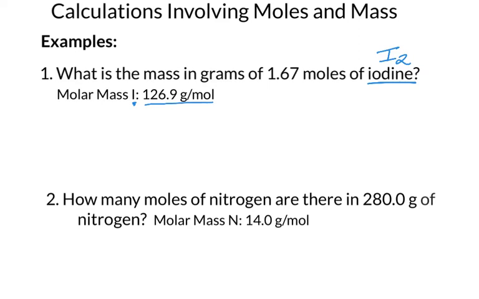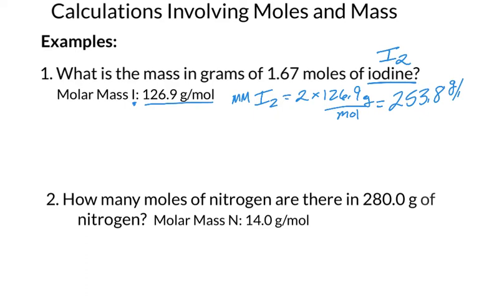So what you have to do in this case is make sure that you have the correct formula. So that means that we need to find the correct molar mass for the iodine molecule. And so that is I2, so it's going to be 126.9 grams per mole times 2, because there are 2 moles of iodine for every iodine, and that becomes 253.8 grams per mole of I2.